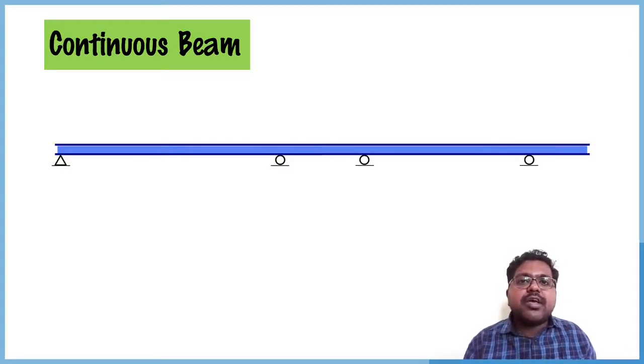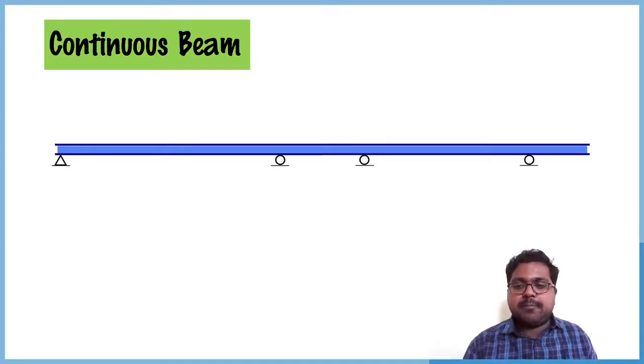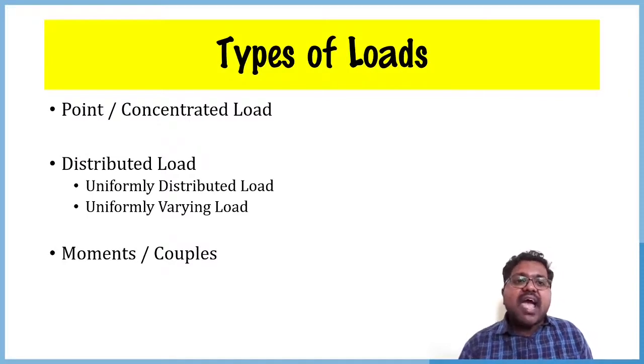Generally, we can observe these continuous beams in bridges or any buildings which have very long spans. So with the help of the supports which are supporting the beams, we differentiated beams into 5 various categories. Then next, what are the types of loads acting on these beams? Let us see. We have 3 different kinds of loads.